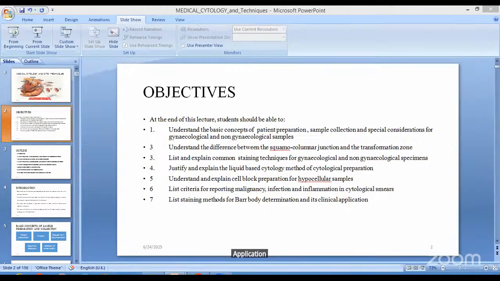So as soon as you observe that my screen is not showing, please kindly alert me so that I can readjust from my end. I will be guided by this outline today.